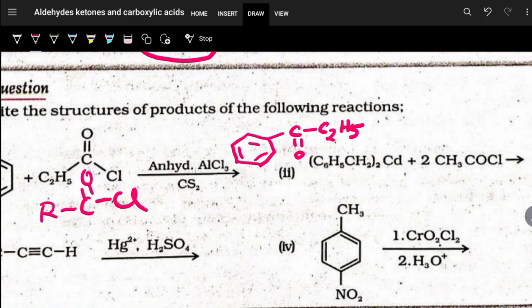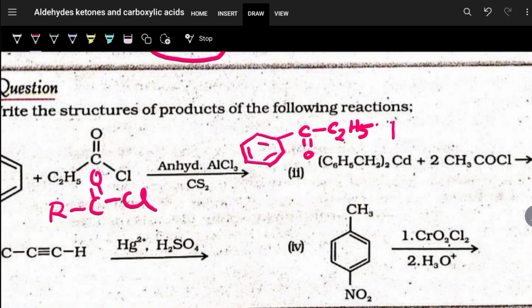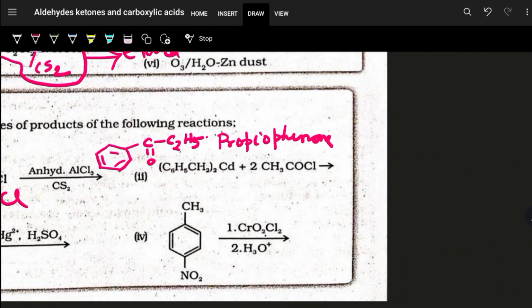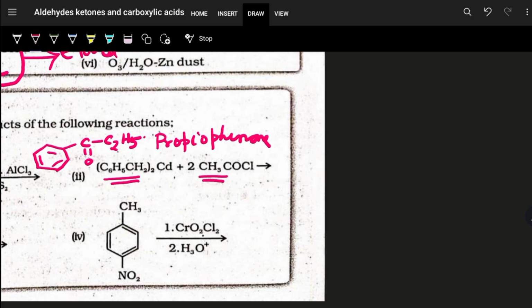You know what is the name? The name is propiophenone, okay? Next, okay, dialkylcadmium wala question. See, I told you this should be less hindered, so this is more bulky. So in that case, what will be the product? The product can be what? It can be, this is your C6H5 and a CH2 and a C double bonded O and a CH3. This is the major product. Along with that, you will get a CdCl2.